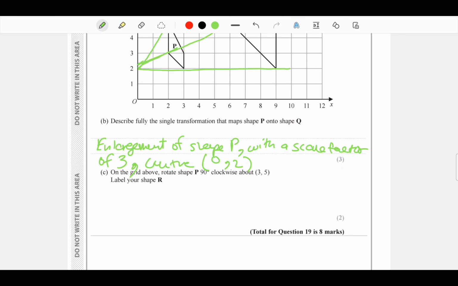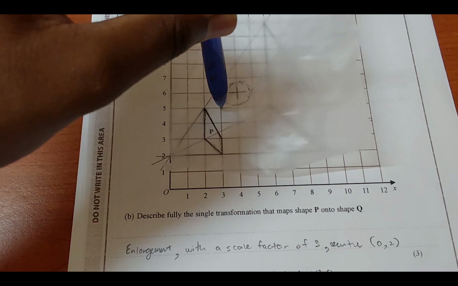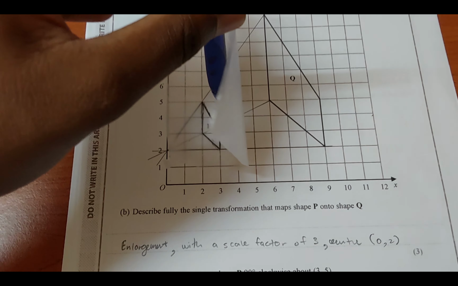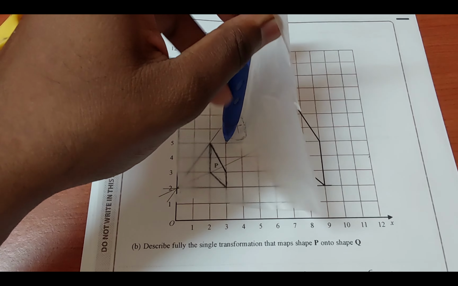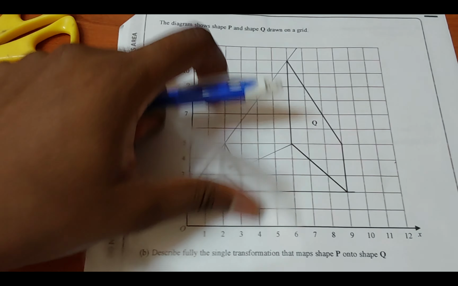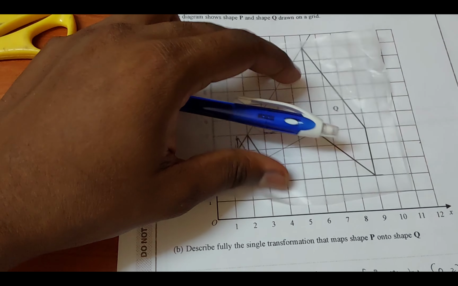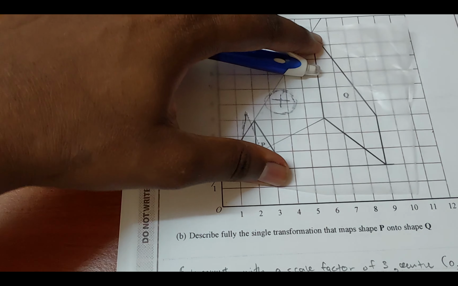Right, so on the grid above, rotate shape P 90 degrees clockwise about point X is 3 and Y is 5. Label your new shape R. So that's X is 3 and Y is 5, and we are going to rotate the paper without moving the pencil 90 degrees. Use the marked T. So it's going to be something like this.